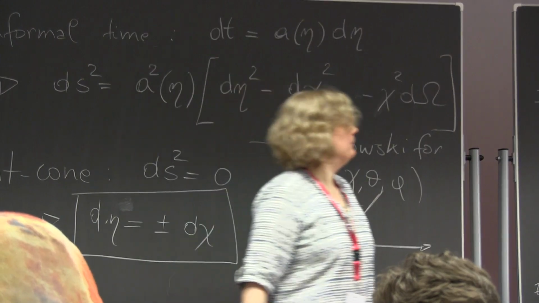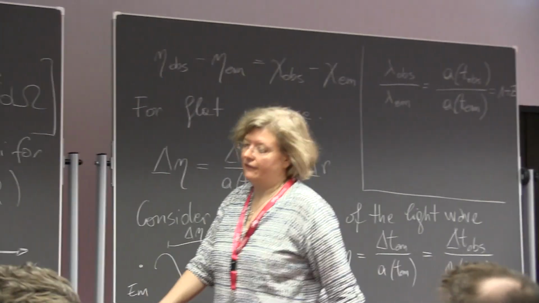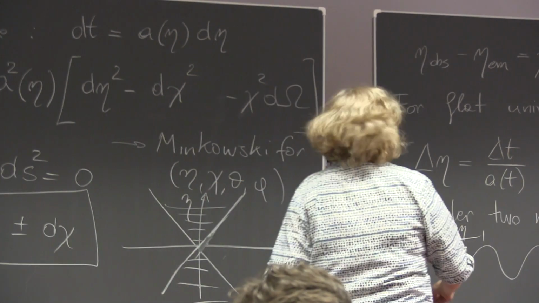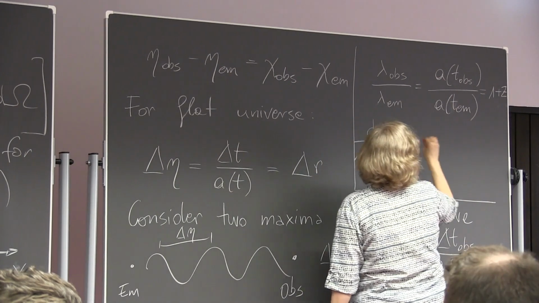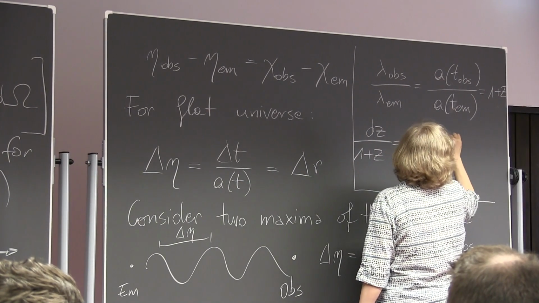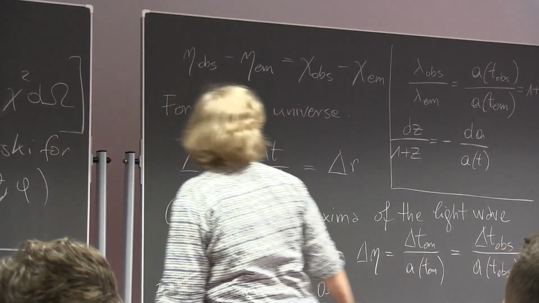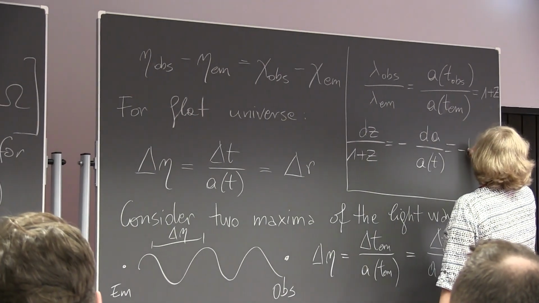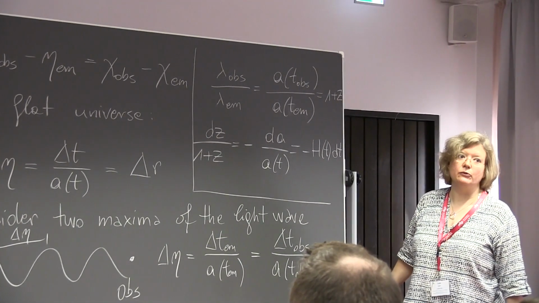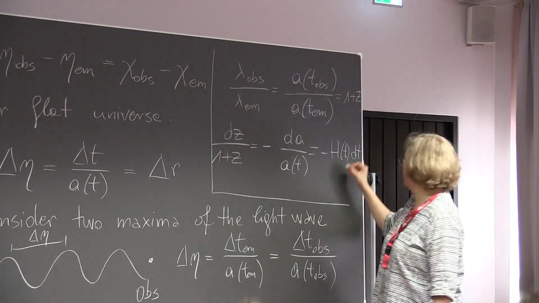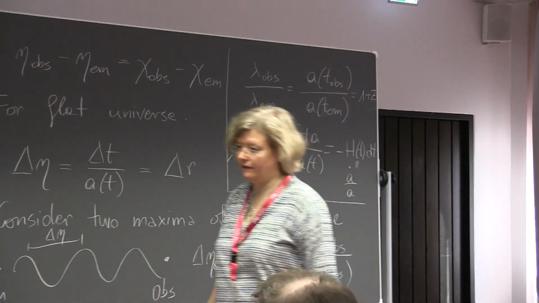The important thing is that you can change variables between all of them. And the relations are the following. You have dz over 1 plus z, which is equal to minus da over a, and it's equal to minus H of t dt. H of t I have not defined yet, we will get to that. H of t is the derivative, nothing else than a dot divided by a, and we get to that in a minute.